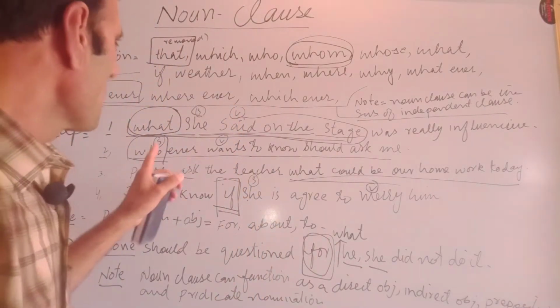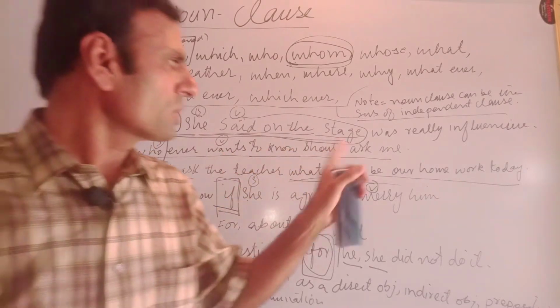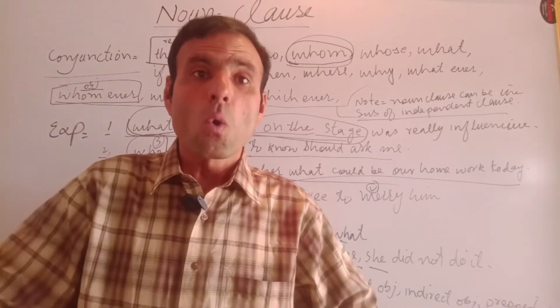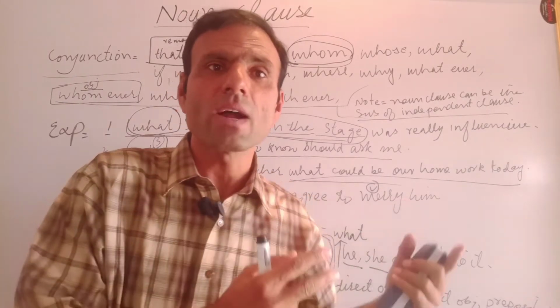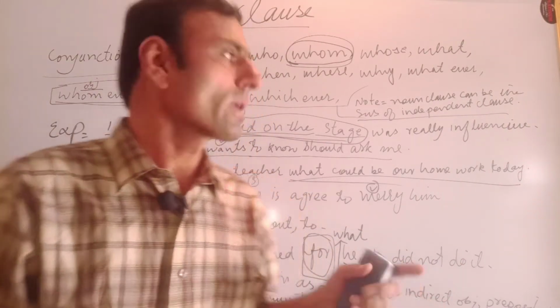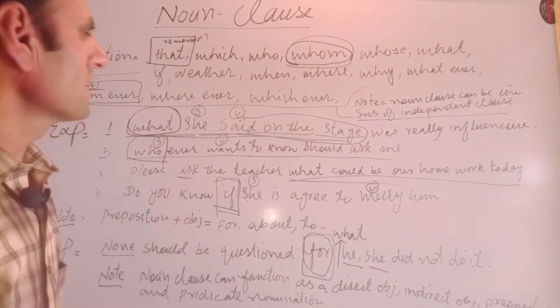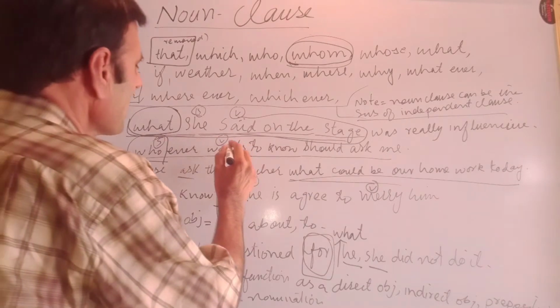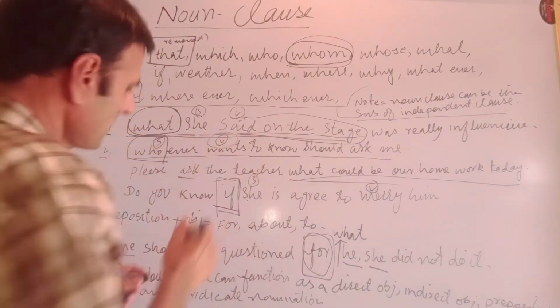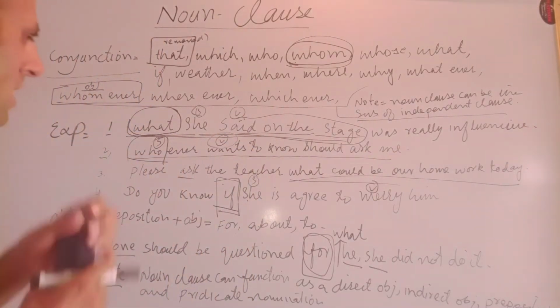Number two, whoever wants to know should ask me. Now, whoever wants to know is our noun clause. Should ask me. That's clear. Now, whoever is the subject and wants is a verb.